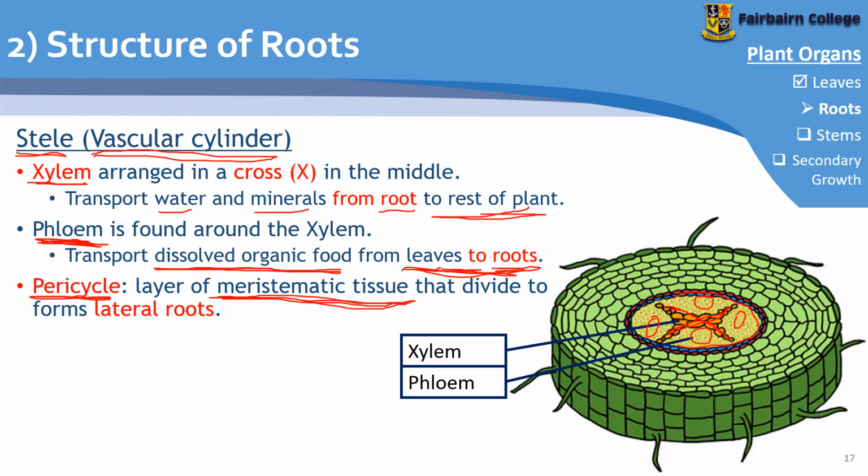Undifferentiated meaning they're not specialized, so they can still specialize and become any other type of tissue. So they are the tissue responsible for growth in plants. In this case, the pericycle is a layer of meristematic tissue that can grow the roots further. Specifically, the pericycle will result in lateral roots growing out from the central root, so that you can extend the network of roots. And this is due to the meristematic tissue found in the pericycle.